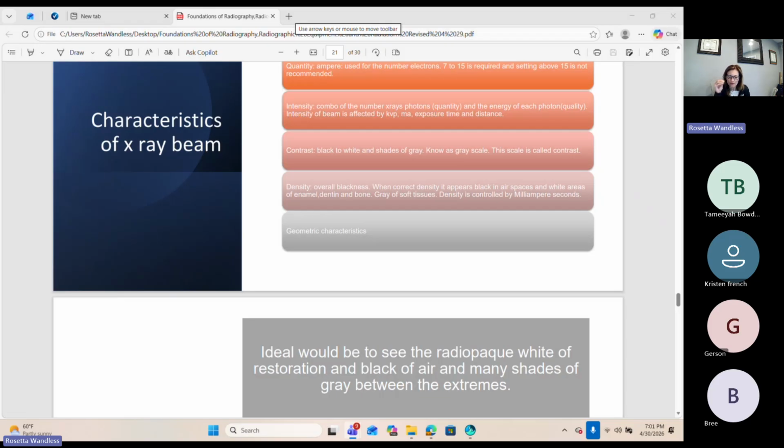It's in that target, that anode, where that target is, that's the focal spot. So when it is smaller, it is going to be a good focal spot. We want the focal spot small because it will give us a sharper, higher definition.